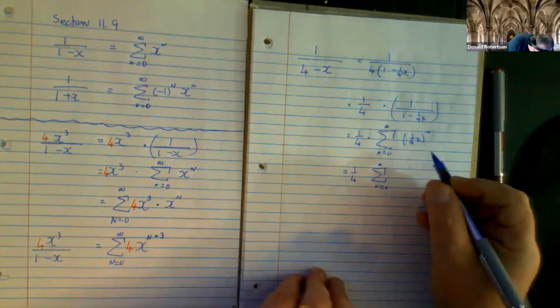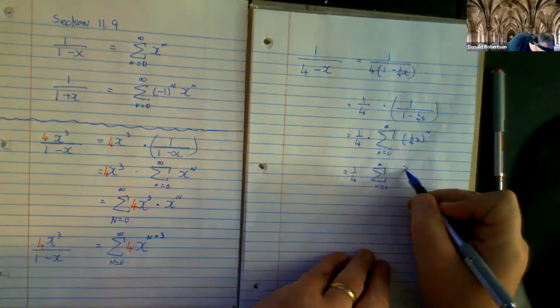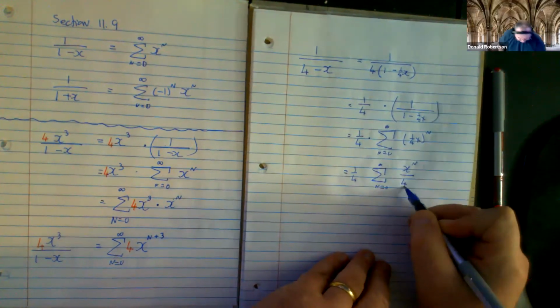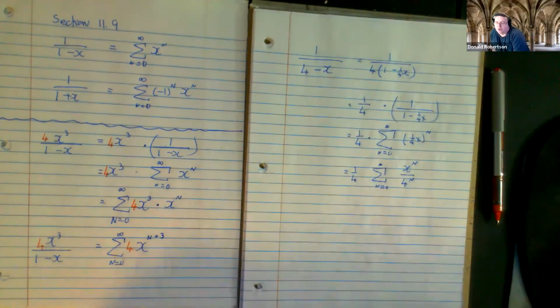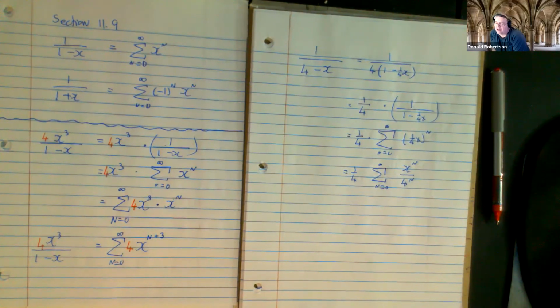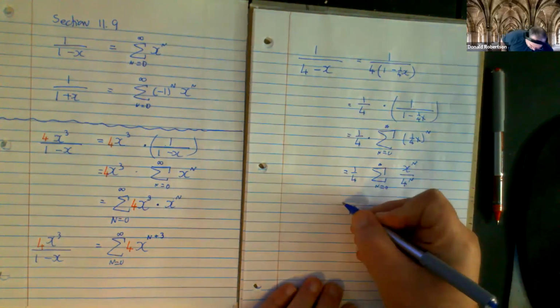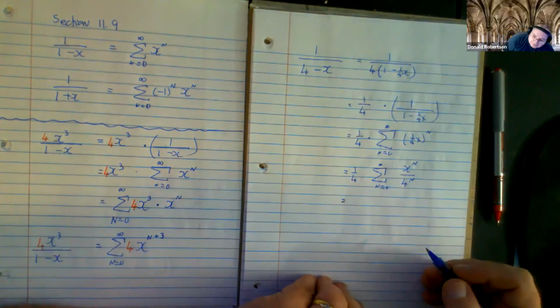I'm going to call this guy x to the n over 4 to the n, because I think that's nicer looking than a quarter to the n, x to the n, right? You comfortable with that? I'm almost finished here. What's the only thing left to do? We're virtually there. The answer's in front of us with one extra step. What's the last thing I need to do? Just bring in the quarter.